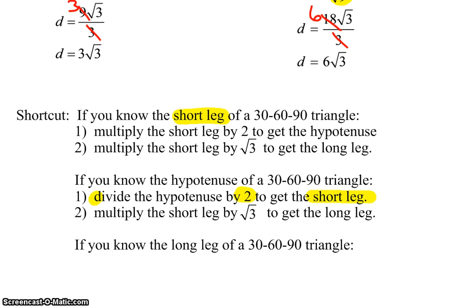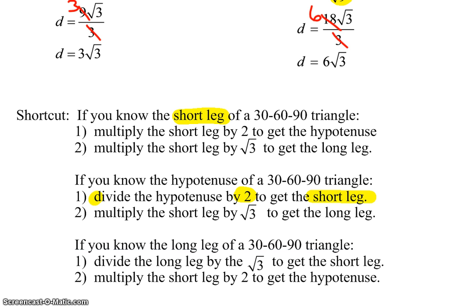Now, the next situation is if you know the long leg, and we're basically going to follow the same idea. We have to get that short leg first. So the relationship between the short leg and the long leg is the square root of 3. So you're going to divide by the square root of 3 to get the short leg first. Then simply multiply by 2 to get the long leg.